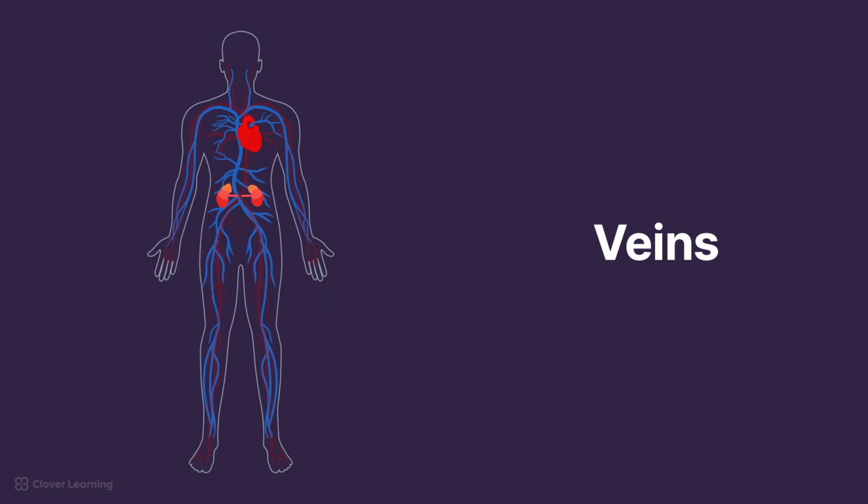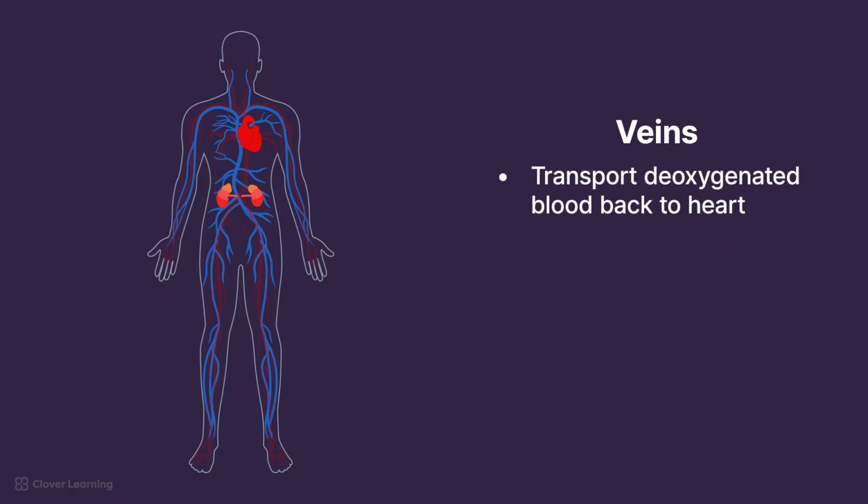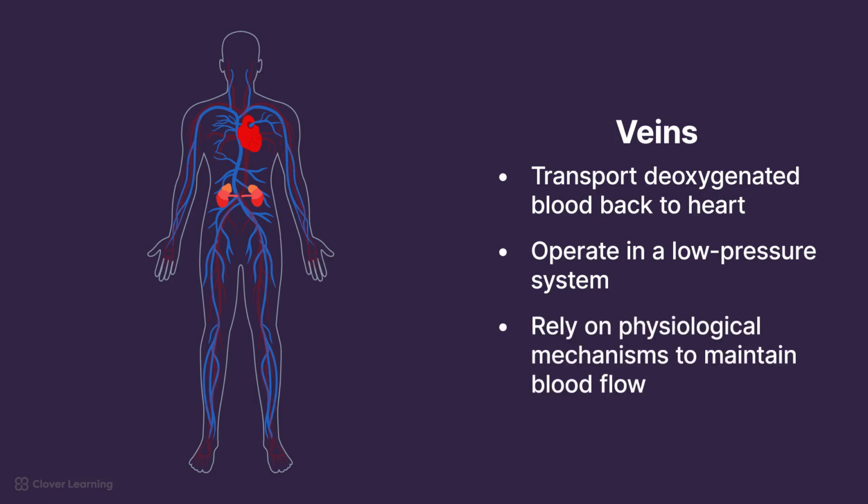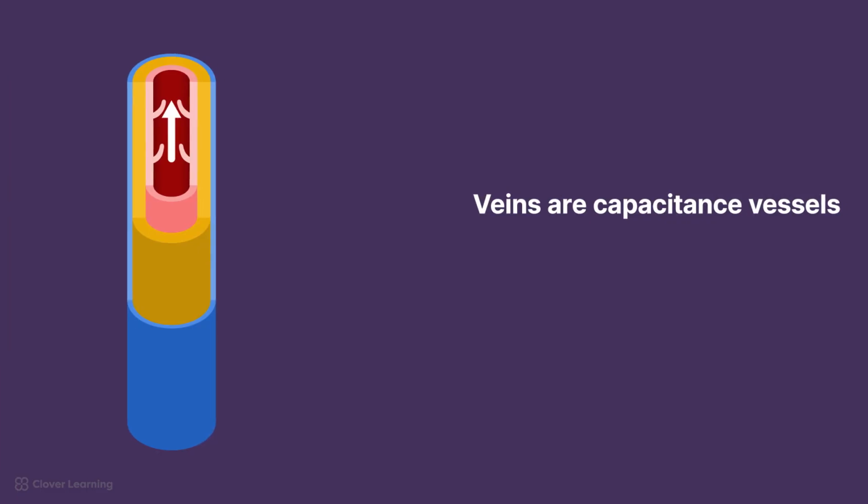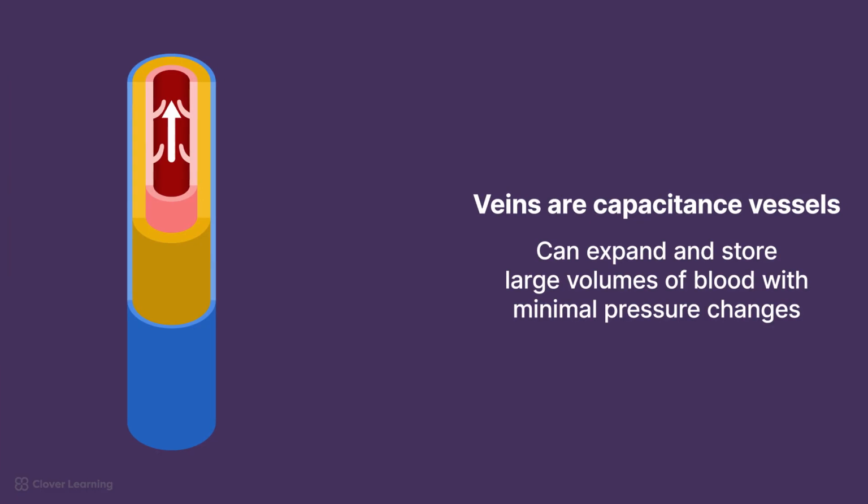Veins play a critical role in the circulatory system by transporting deoxygenated blood back to the heart. Unlike arteries, into which the heart pumps blood directly, veins operate in a low-pressure system and rely on several physiological mechanisms to maintain effective blood flow. Veins are capacitance vessels, which means they can expand and store large volumes of blood with minimal pressure changes.